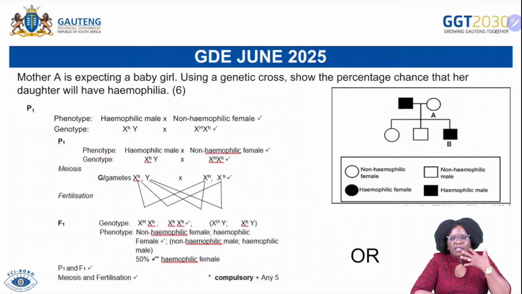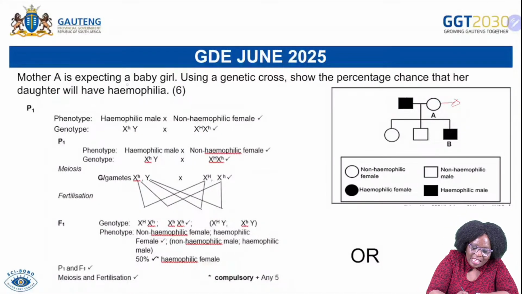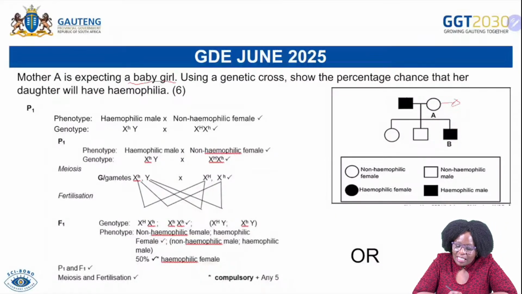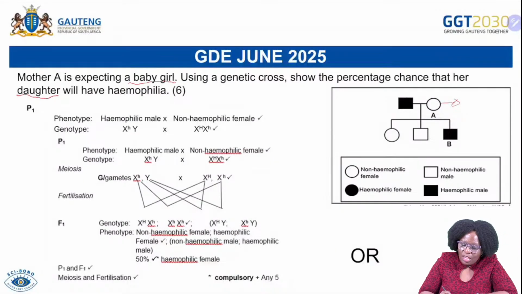Let us see if we can go further and work on a genetic problem based on hemophilia. The question says a mother A is expecting a baby girl. So you come back and look at mother A, who is expecting a baby girl. Mark this as well. Using a genetic cross, show the percentage chance that her daughter will have hemophilia. Look at the trick. They are asking about her daughter. And what are you supposed to give us? The percentage chance that her daughter will have hemophilia.